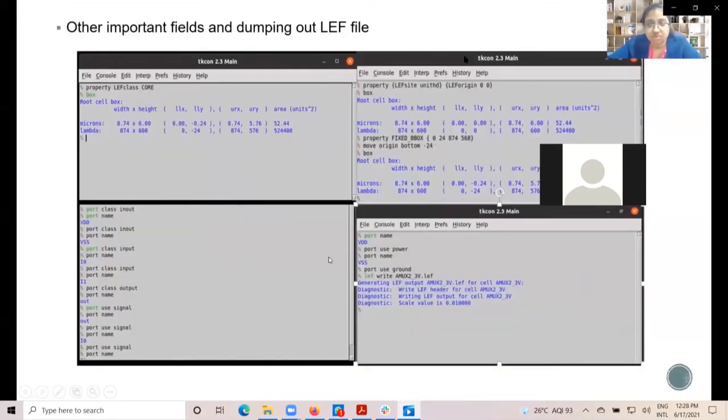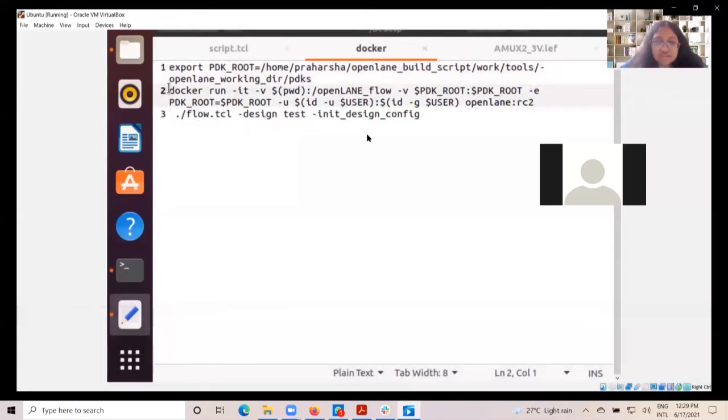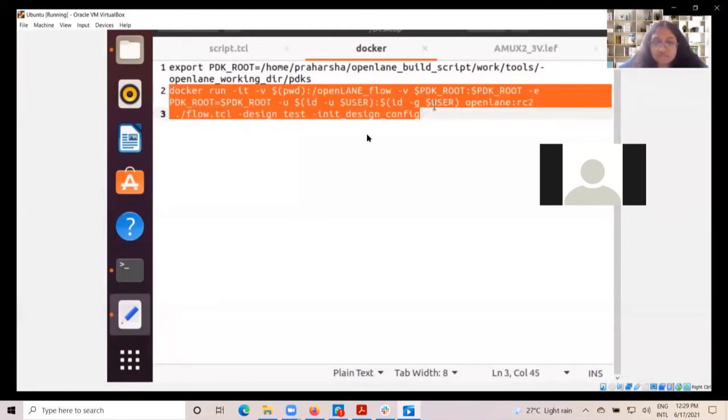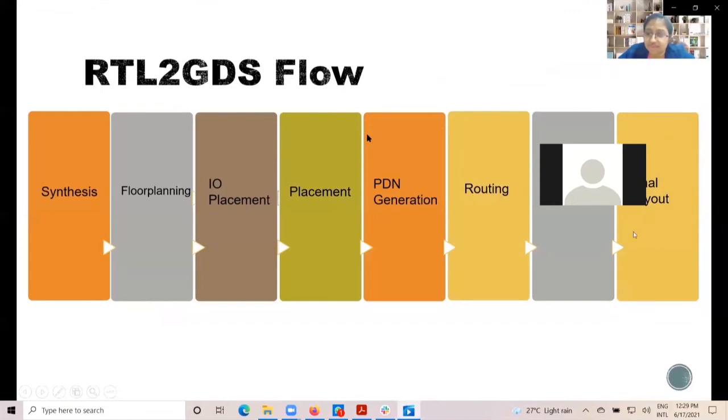So now that we have dumped out our LEF file, the LEF file is ready to be used in the OpenLane flow. Now next, apart from this, I also need to run the Docker. The Docker command is this. So we need to completely copy and paste it as it is. So that comes to the end, the final layout stage. That is the final output which we require.